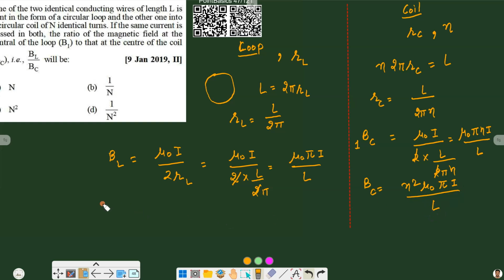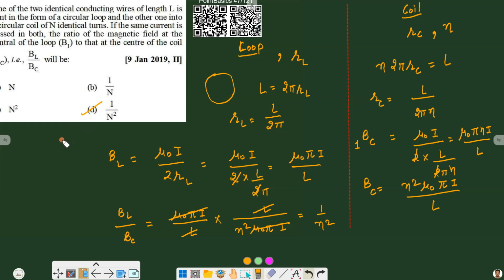So now we can divide BL by BC, which equals mu node pi I by L over n square mu node pi I divided by L. L gets cancelled, mu node pi I gets cancelled, and we are left with 1 by n square. This means the magnetic field in case of the coil is stronger as compared to the magnetic field in case of the loop, and option D will be the right answer here.